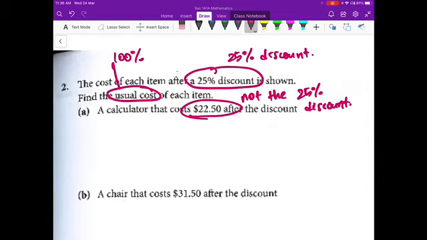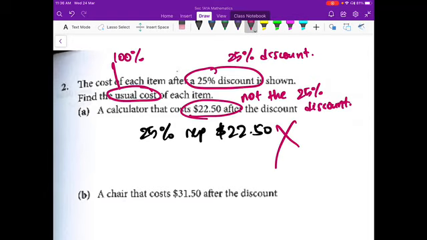Because I saw some of you have a common mistake of writing 25% represents $22.50. Oh, this is wrong. How many of you actually made this mistake? 25% represents 22.50 because you're very used to the previous type of question, right? No, 75%. It should be 75%.